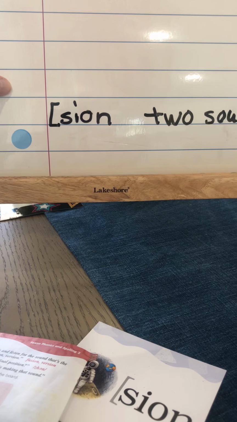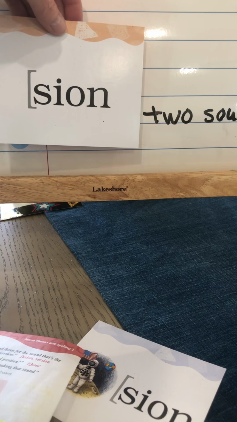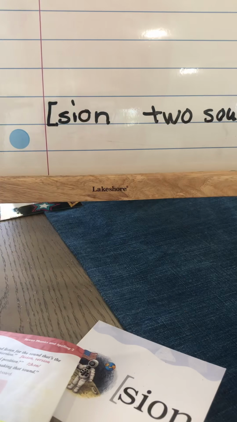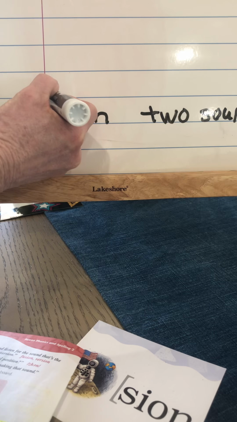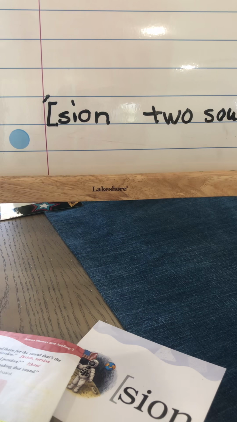Today we are working on final stable syllable S-I-O-N. And final stable syllable is just like final stable syllable B-L-E, final stable syllable P-L-E. We have a bracket here. And when we have a bracket there, we're going to put our accent mark in front of it when we are coding our words.